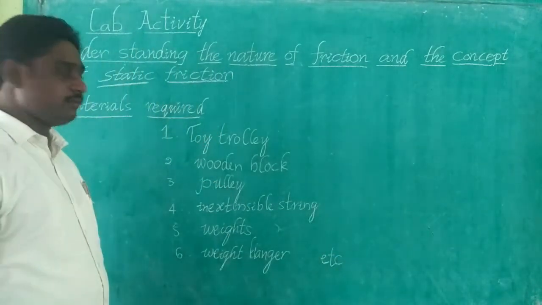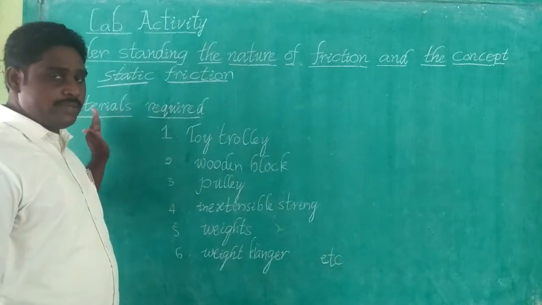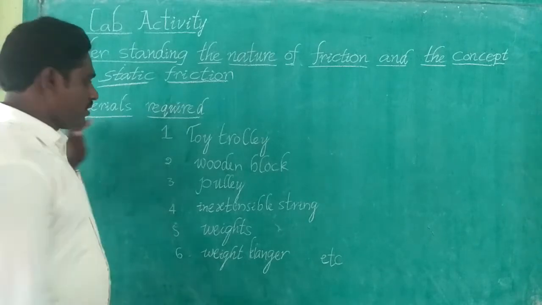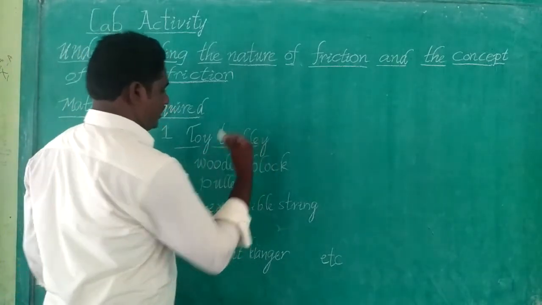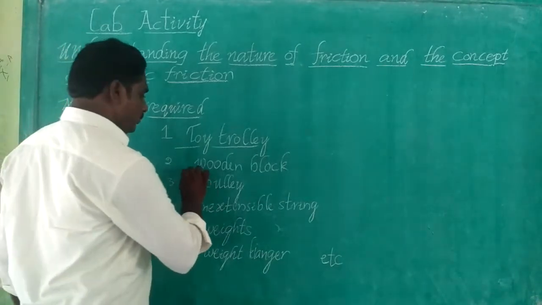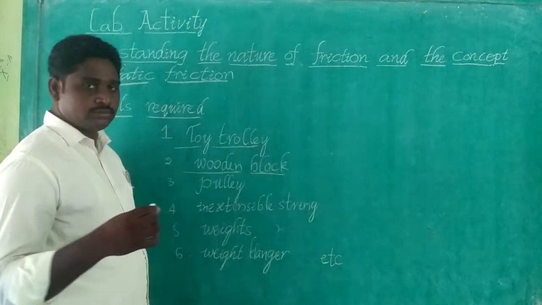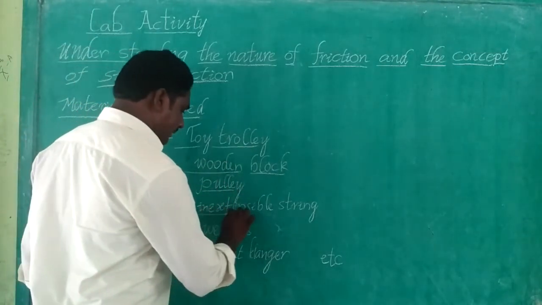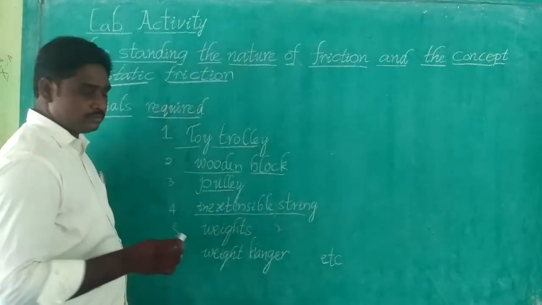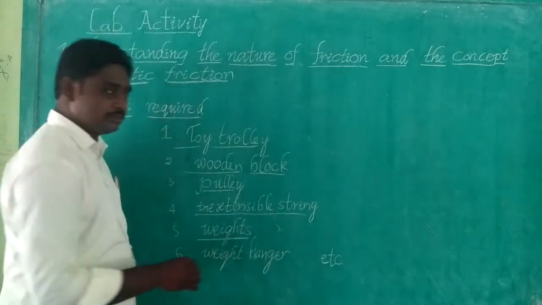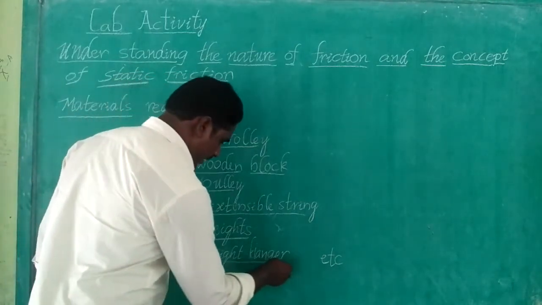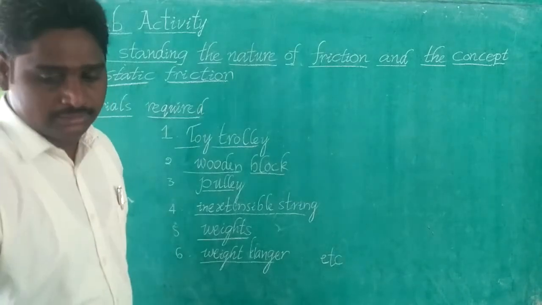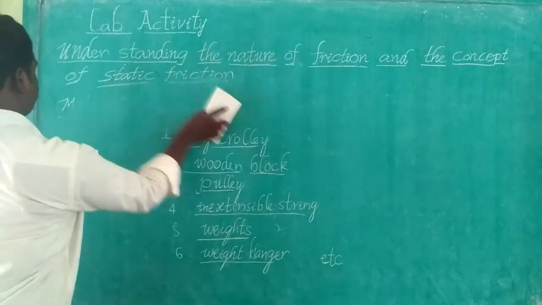Okay, students, what materials are required to conduct this experiment? First one is a toy trolley, next is a wooden block, next is a pulley, next is an inextensible string, next is weights, next is a weight hanger, next a table, and so on. Okay, next we look at the procedure.